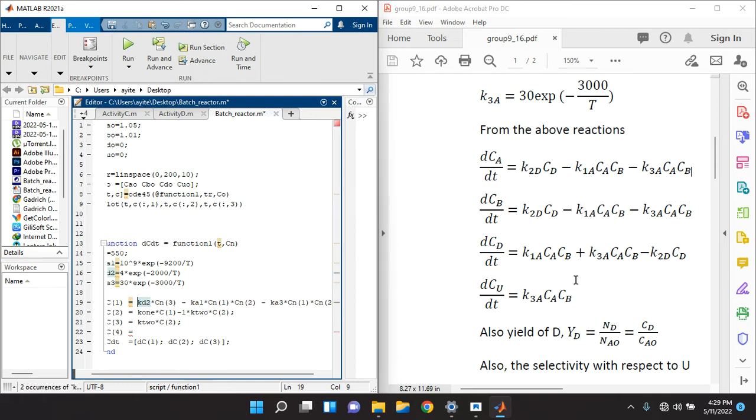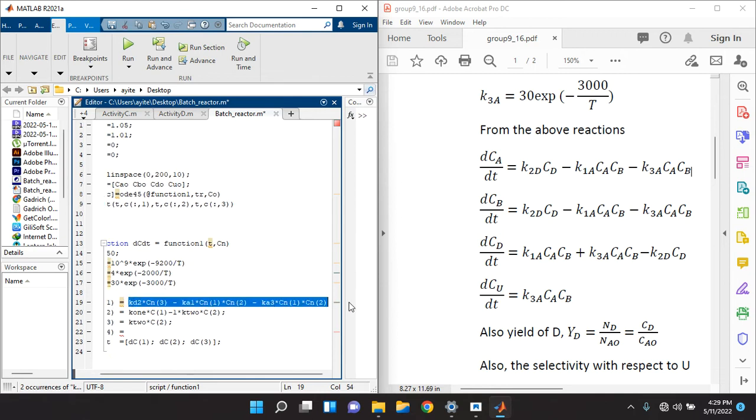So now we have our first differential equation here. The last three are almost the same thing, so I'm just going to copy and then make the changes. So I'll paste it here. This one is K2dCd, which is the same as the first one, minus K1A, which is this, Cn1, Cn2 for CACB. So the first two equations are the same.